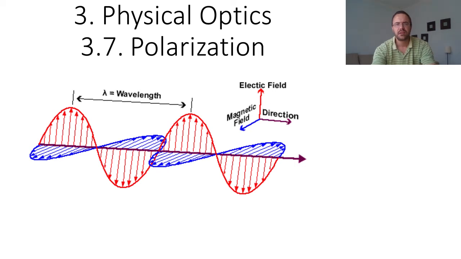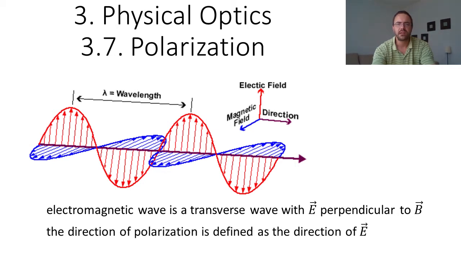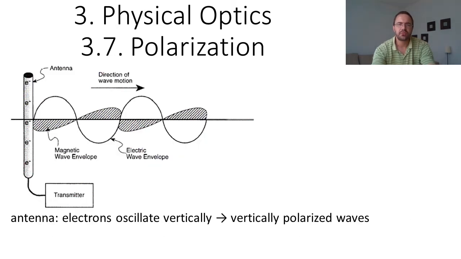In this video, we will learn about polarization of light. We have already mentioned that light is a transverse wave of electric and magnetic field, with the electric field perpendicular to the magnetic field. And the direction of the electric field is called the direction of polarization. We can produce electromagnetic waves that are polarized in a certain direction.